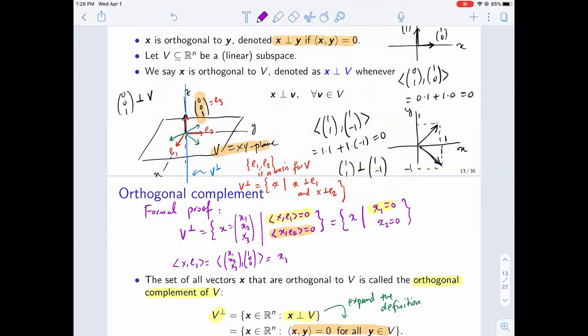So I get the vector 0, 0, and then x3. And x3 can be anything. And this is the z-axis. Okay, that's one formal way of proving it. Questions?